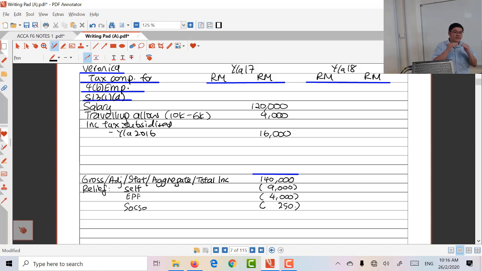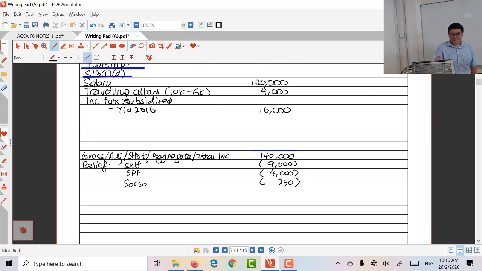SOCSO has a table that you just have to refer to, and then you come to one point where your SOCSO is at the maximum. It will just stop there, regardless of how much your salary is. It's not like EPF, where if you earn 1 million a month you get a very huge contribution. No, okay? It's only for the example's sake that I just put 0.5%.